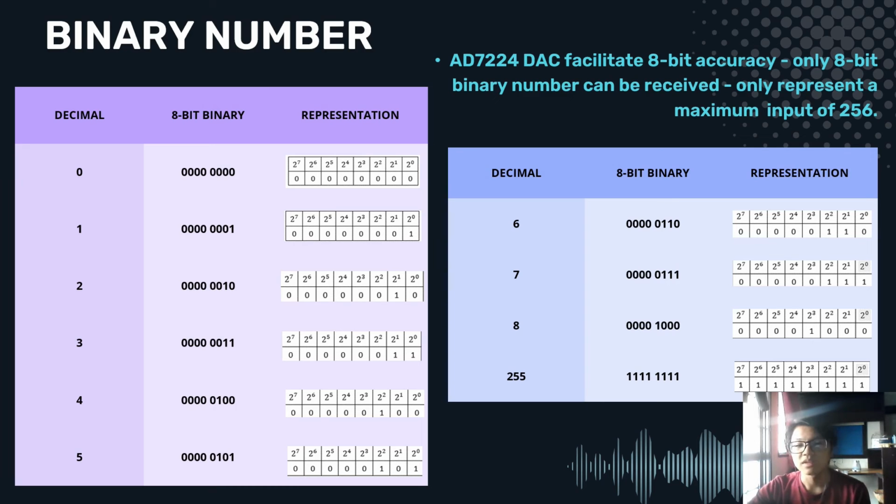Lastly, we have binary number. AD7224 DAC facilitates 8-bit accuracy so that only an 8-bit binary number can be received through it. Hence, it can represent a maximum input of 256 with the range of 0 to 255. The table below shows the 8-bit binary number from its decimal representation from 0 to 8 and the maximum value of 255.